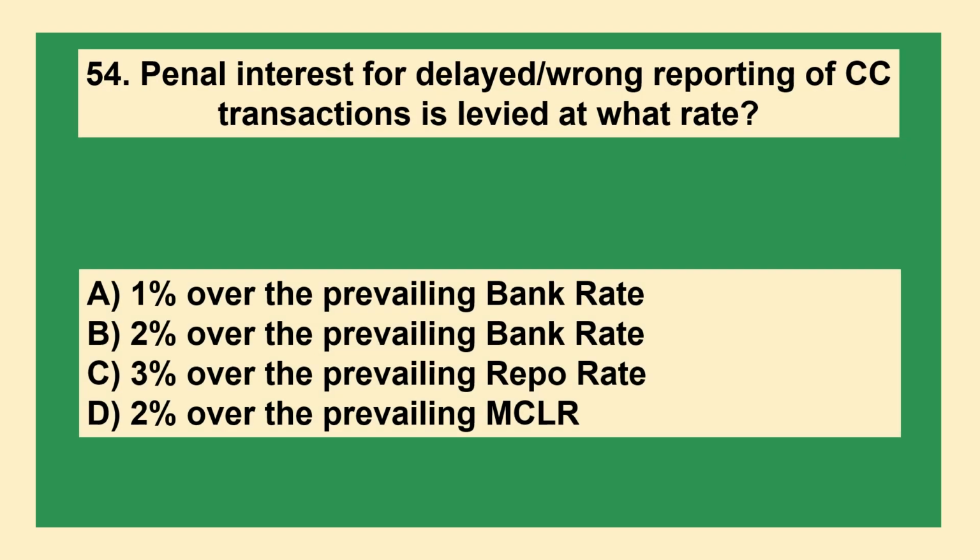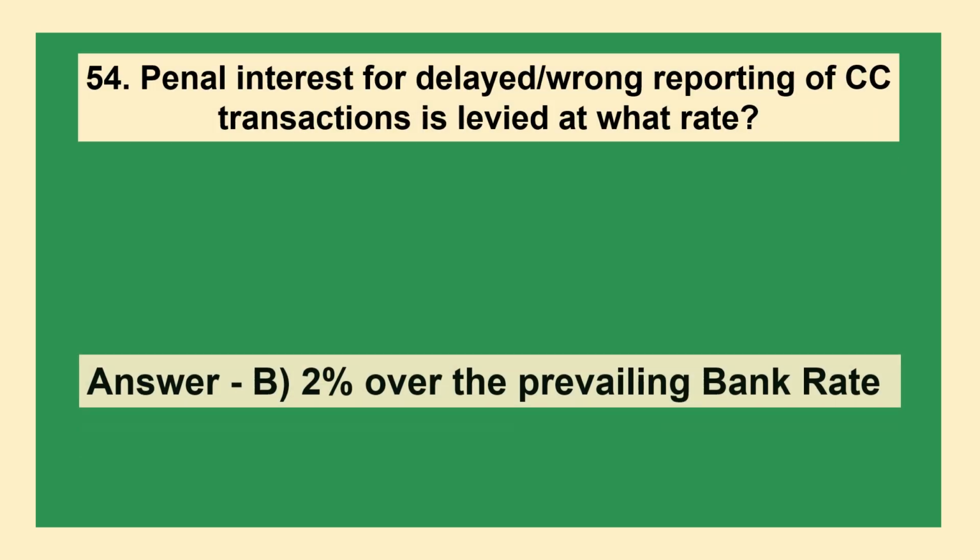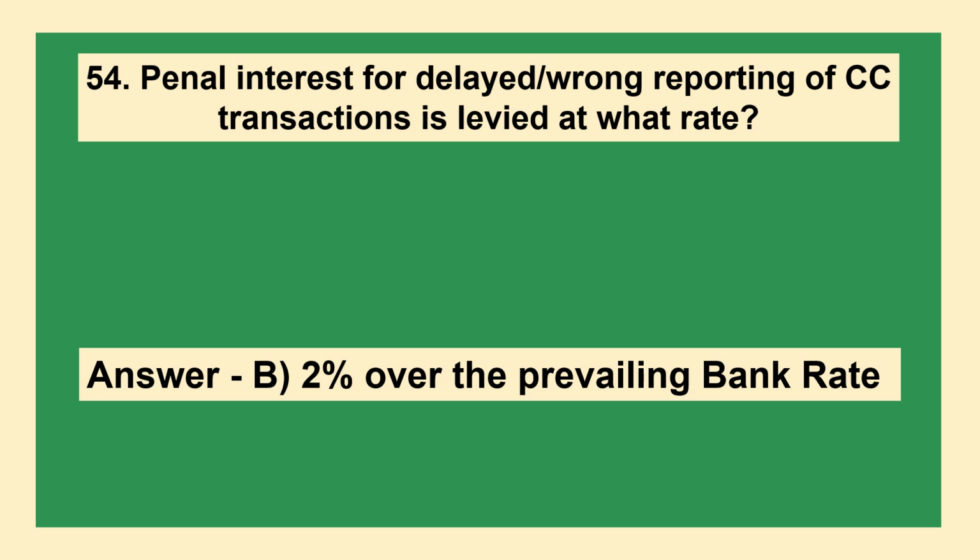Penal interest for delayed or wrong reporting of CC transactions is levied at what rate? Option A, 1% of the prevailing bank rate. Option B, 2% of the prevailing bank rate. Option C, 3% of the prevailing repo rate. Option D, 2% of the prevailing MCLR. The answer is 2%, option B, 2% over the prevailing bank rate.